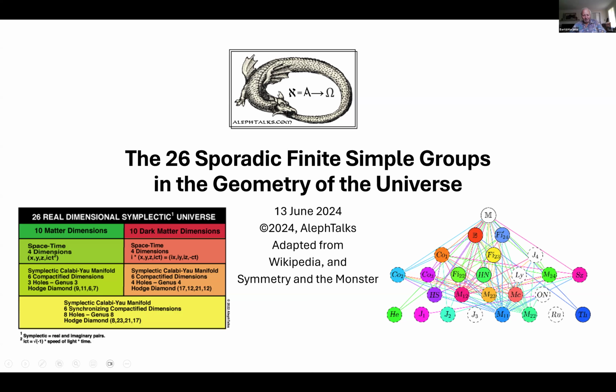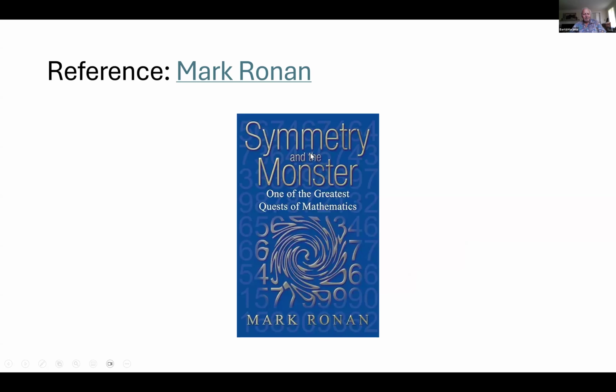So we have 26 real dimensions and 26 sporadic simple groups. A lot of this material you'll find in a wonderful book by Mark Ronan called Symmetry and the Monster, which covers a lot of the history of how mathematicians dug into symmetries and why they believe that they now have a good handle on what it's all about. But that just means our ignorance is at a higher level, and we're going to be seeing things go from here much higher and higher.